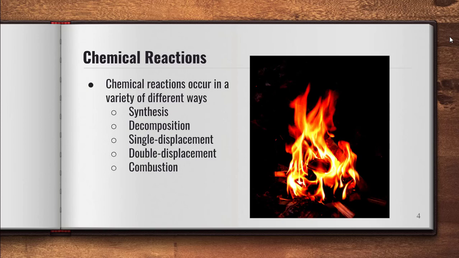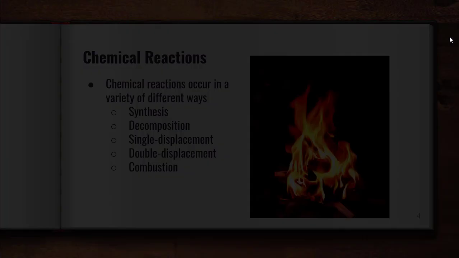So when chemicals react with one another, they actually do it in a variety of different ways. Now typically, it's the way that is the most energy efficient for those chemical reactions to occur. However, if we add energy to a chemical reaction, we can make a lot of different and unique things happen. There are 5 primary ways in which these reactions occur. There's synthesis, decomposition, single displacement, double displacement, and combustion.